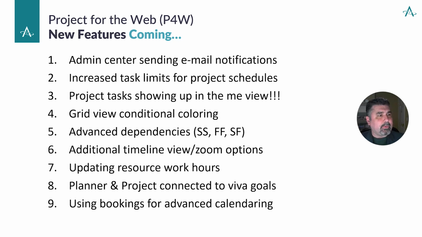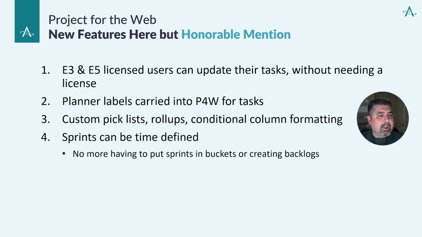So again, playing around with some of our features. Now we've got a couple others that I'll talk about a little bit. I'll call these honorable mentions. And that is the fact that these are already out. And if you haven't had a chance to even think or process that, the idea is that an E3 or an E5 license user can actually go into Project for the Web and update their activities without needing a license.